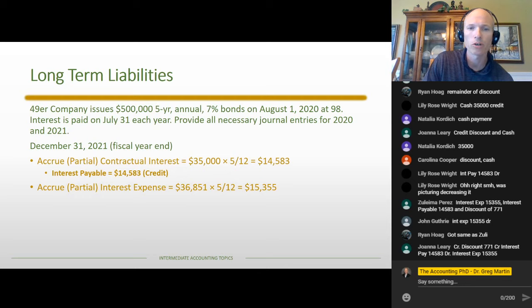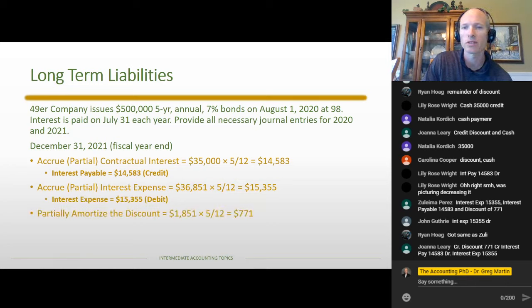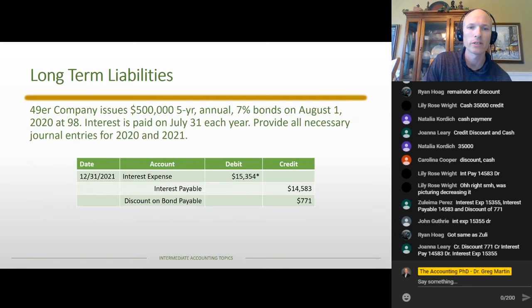Again, we're partially accruing the interest expense, which is where everyone got the 15,355. And then we're partially amortizing the discount. That's where everyone got the 771. That's also a credit. And so again, we have all the information there: the partial contractual interest, the interest expense, and then the amortization of the discount. Very, very good. And so there's our journal entry.